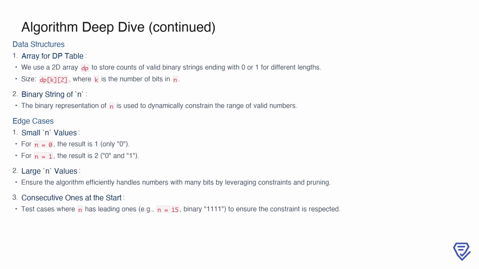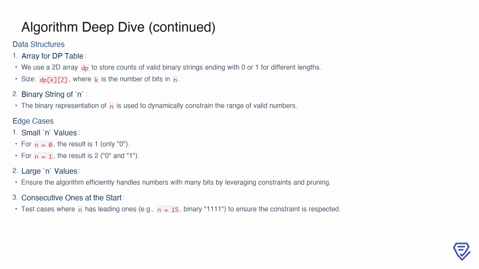The dynamic programming solution relies on specific data structures to achieve its efficiency. First, we use a 2D array called dp to store counts of valid binary strings ending in 0 or 1 for different lengths. This array has dimensions k by 2, where k is the number of bits in n. Another key component is the binary representation of n itself, which helps dynamically constrain the range of numbers we consider.